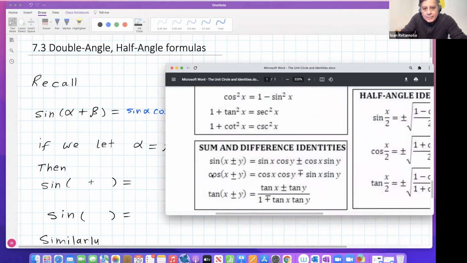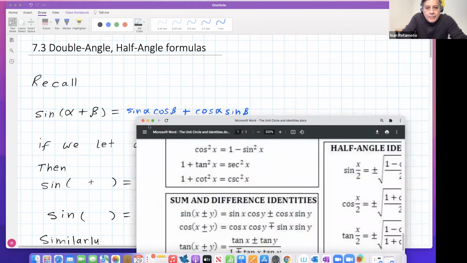Where is that, Professor? Here. Sine of x plus y equals sine of x multiplied by cosine of y plus cosine of x multiplied by sine of y, which is what I have here, right? This formula, you have it there. Great. Okay, very good, guys.